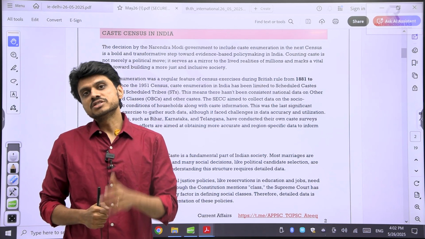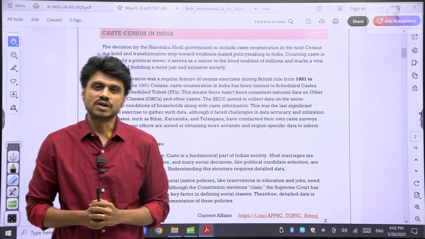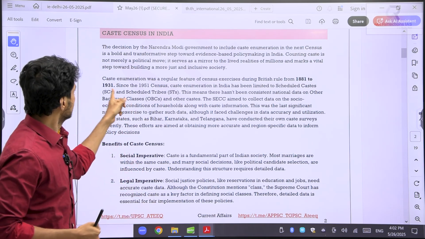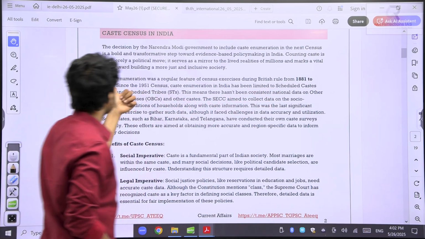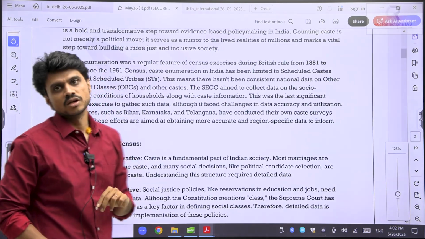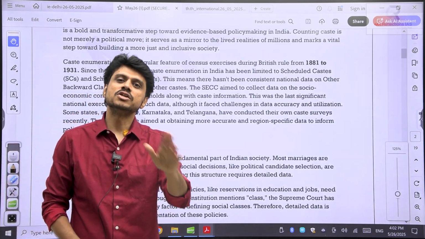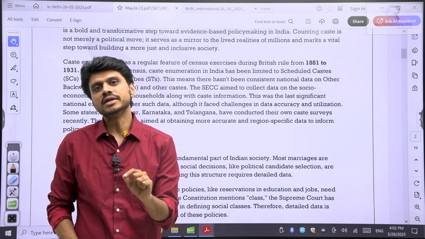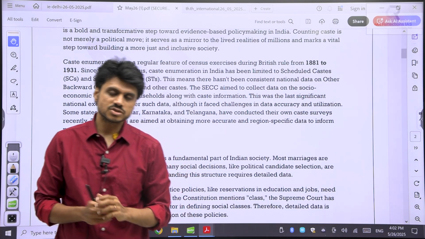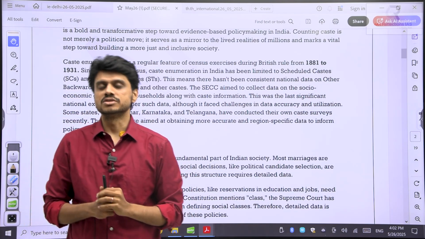This process was discontinued after 1951. During the British time period, from 1881 to 1931, caste enumeration used to be the practice. But after 1951, we discontinued this process and we only take the data regarding the scheduled tribes and the scheduled castes. The rest of the castes were not considered.